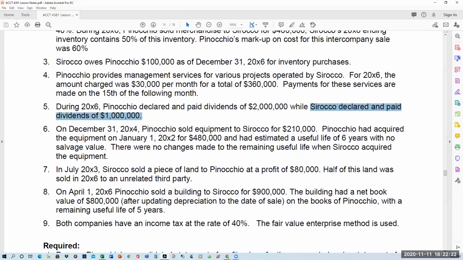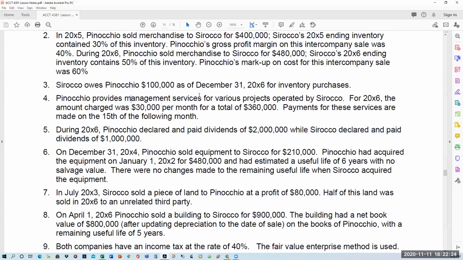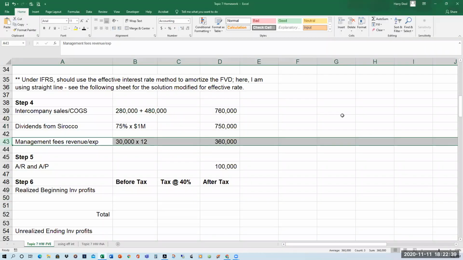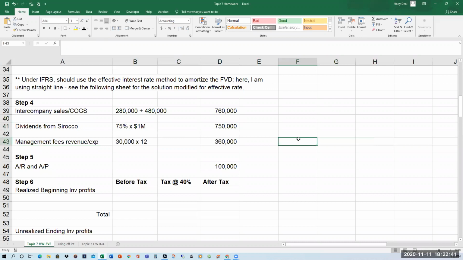And thirdly, Pinocchio provides management services for various projects operated by Sirocco. For the year 2006, the amount charged was $30,000 a month for a total of $360,000. So we have 30,000 times 12, $360,000. That's the management fee, revenue, and expense.